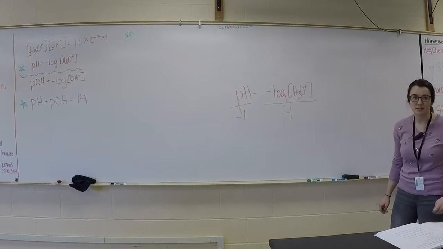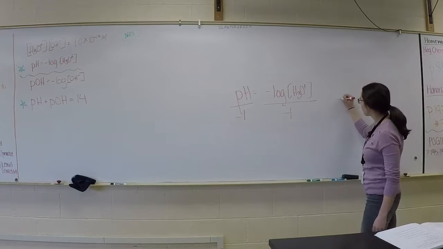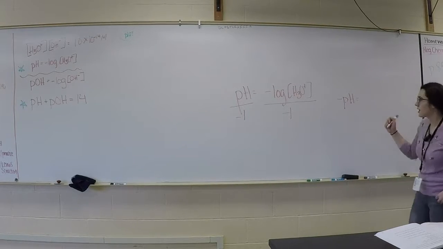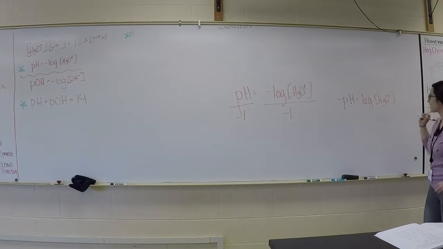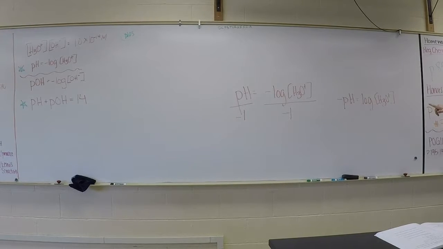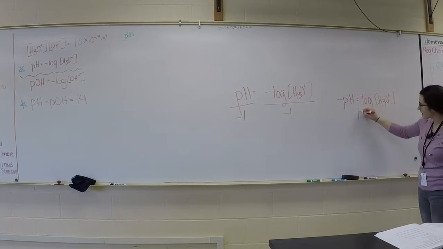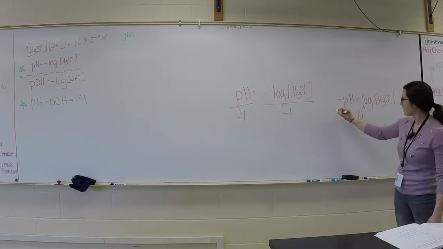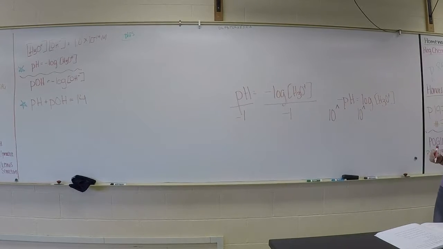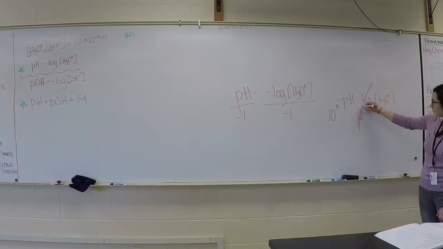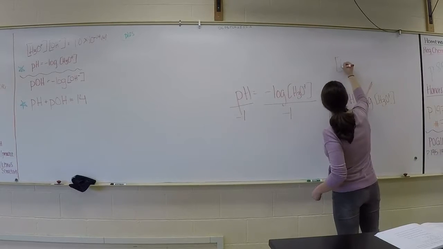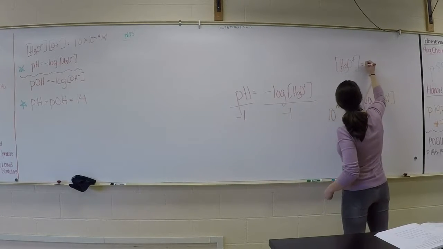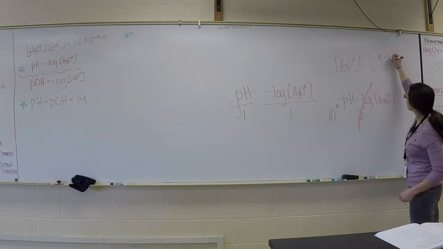I'm not going to make you guys rearrange this for a test, but it's helpful to know how to do it. So then I would have negative pH equals log of H3O+. I got the negative sign away from it. Now, again, how do we get rid of log? Anti-log. Sometimes you'll have anti-log written. I like to write 10 to the log power. So what you do to one side, you must do to the other. Anti-log and log cancel each other out. So our equation to solve for hydronium is anti-log to the negative pH.